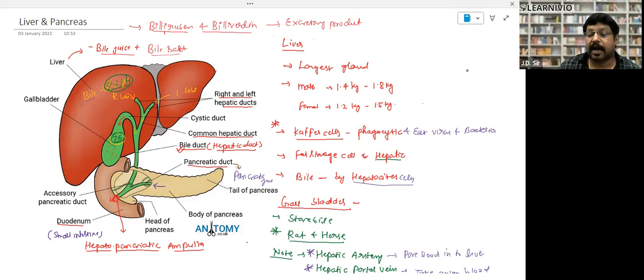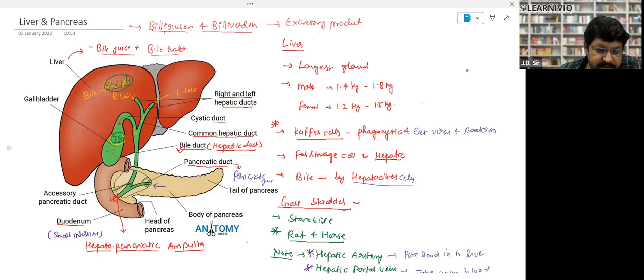Bilirubin and biliverdin have nothing to do with the digestive system, but they are secreted along with the bile juice or bile salt. Bilirubin and biliverdin are excretory products, right? They give a yellow and greenish color to the bile juice. Right? Now, bile juice comes from here, and along with this hepatic duct, there is a cystic duct.